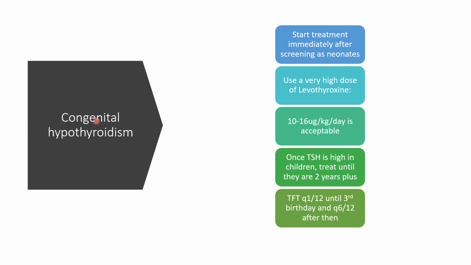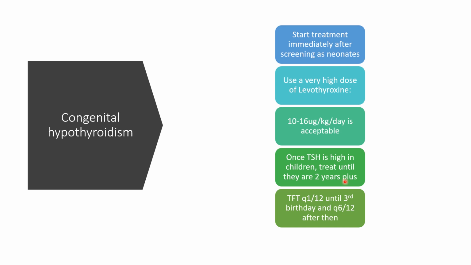And then in congenital hypothyroidism, we use a very high dose of T4, levothyroxine. 10 to 16 microgram per kilogram is acceptable. Once TSH is high in children, treat until they are 2 years plus. Why? Somebody is saying, what's your business? Why will you fix a number of years to treat these good human beings that have just come to this world?